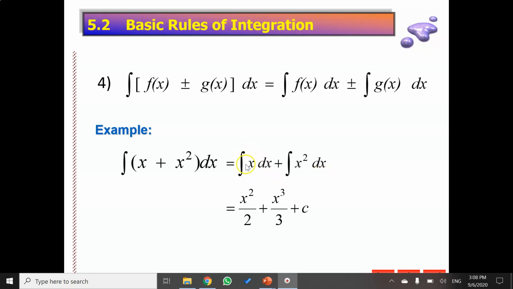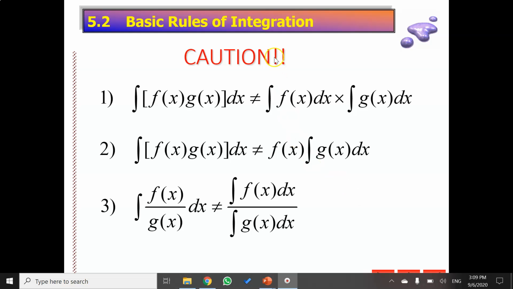When we integrate x, remember it is x to the power of 1, so you plus 1 to the power. You will get x squared, and don't forget to divide by the new power. So x squared divided by 2, plus the integration of x squared: you have 2 here, you plus 1, so you get x cubed divided by 3, and plus c. Always put plus c at the end of your answer.